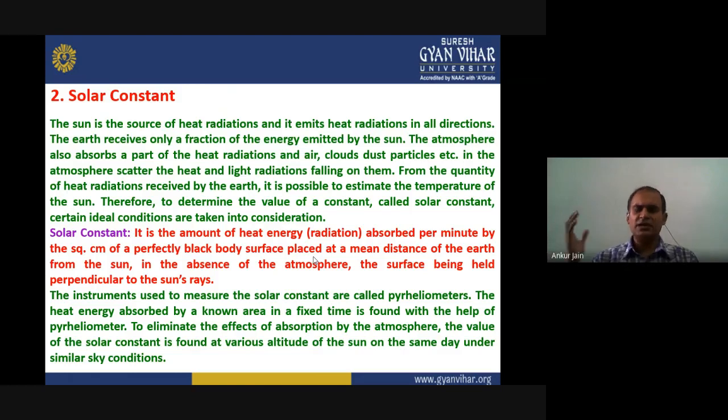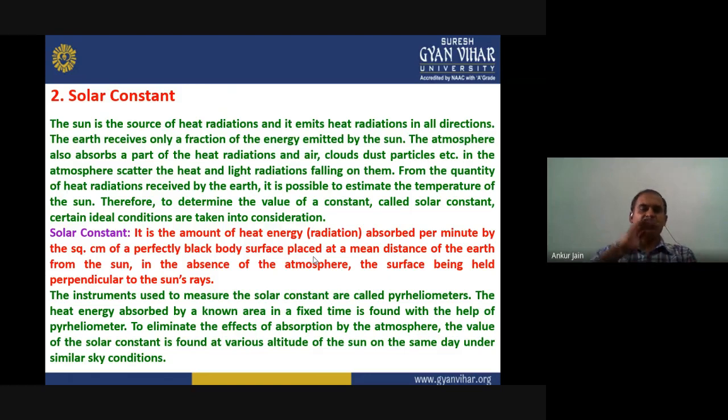Because everything we put here on the earth will be at a mean distance, right? In the absence of any atmosphere, we are considering the ideal condition that there is no atmosphere between the sun and earth, the surface being held perpendicular to the sun's rays. So there is another condition, that the surface of the black body should be perpendicular. This is just a definition, because everything is fulfilled here. What it is saying, first condition, it should be placed at the mean distance of the earth.